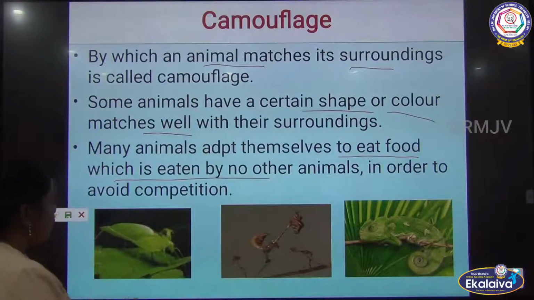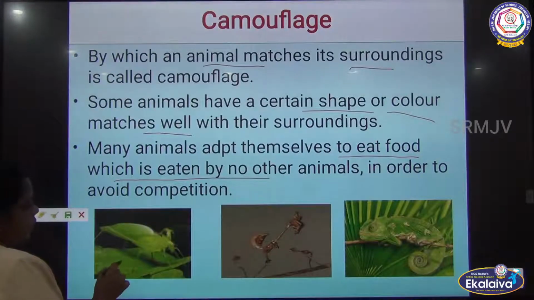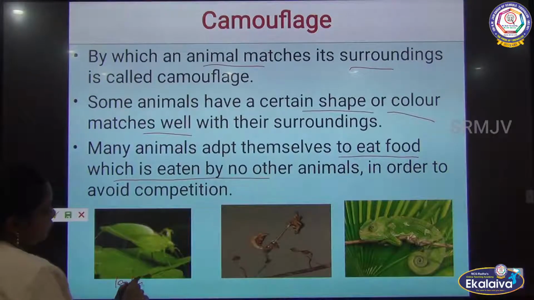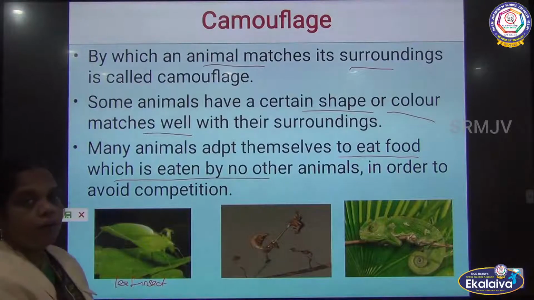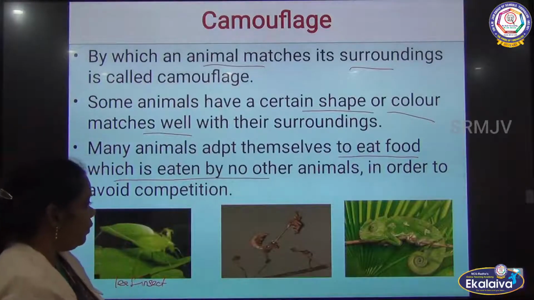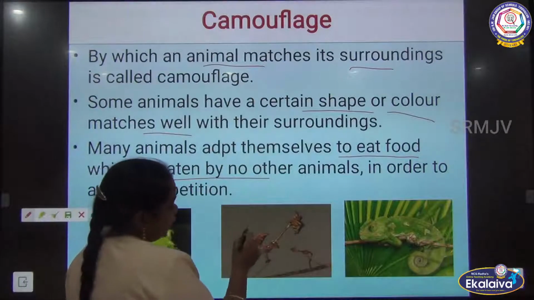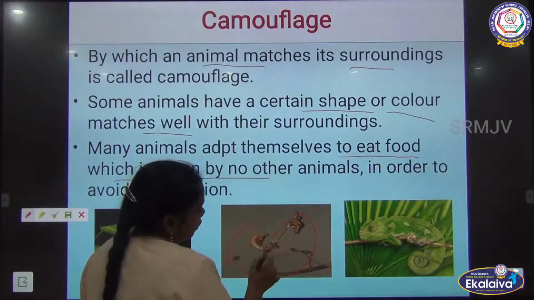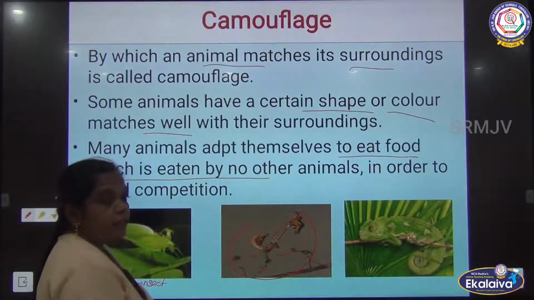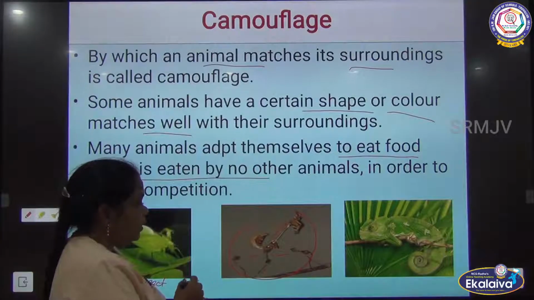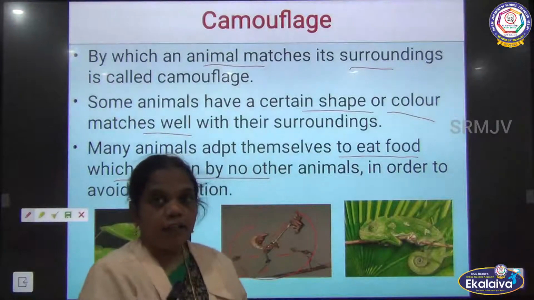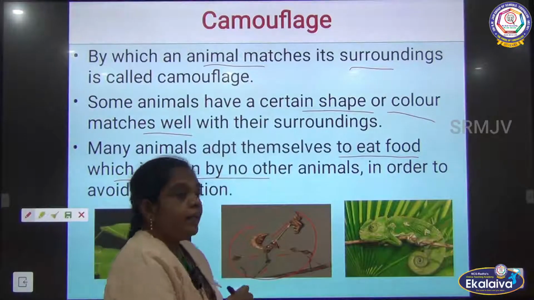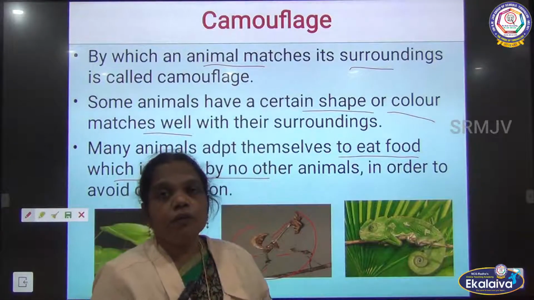Now you can see, for example, the leaf insect. See, it looks like a leaf. We cannot differentiate it from the leaf. And the stick insect: you can see the body is made of a stick-like structure, so no one can identify the insect present there, so that it can catch food easily.